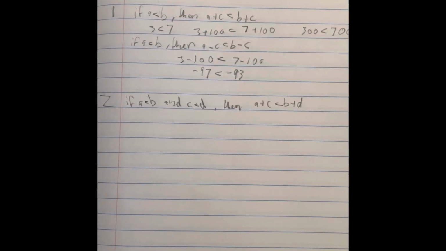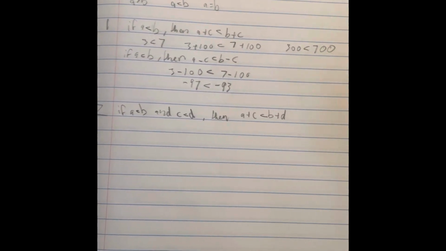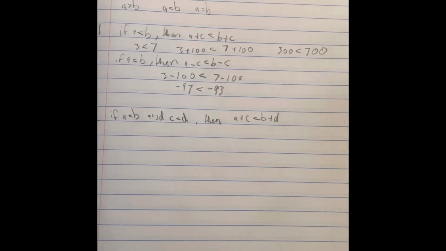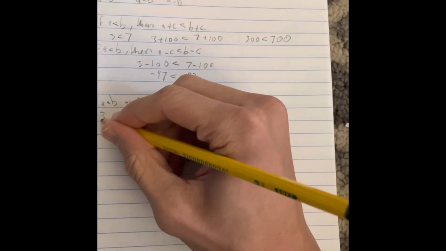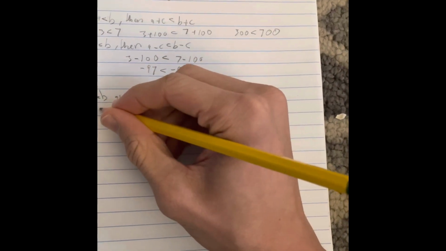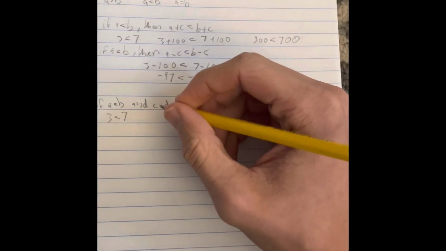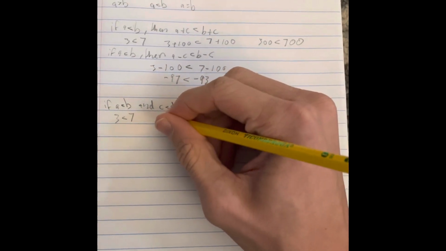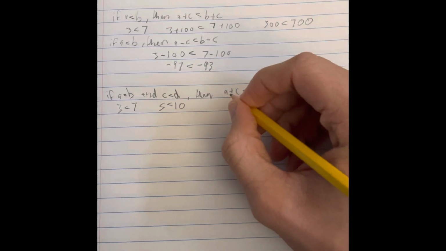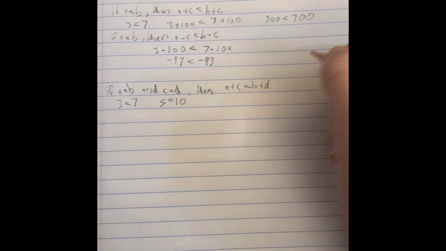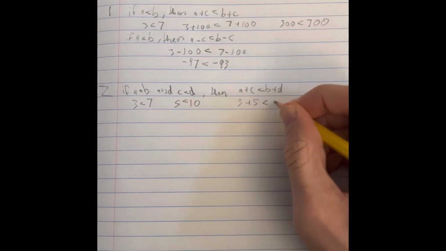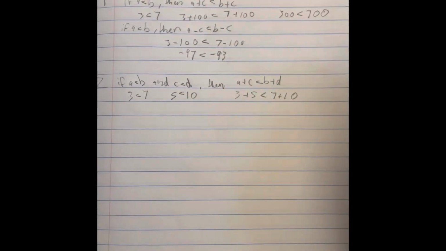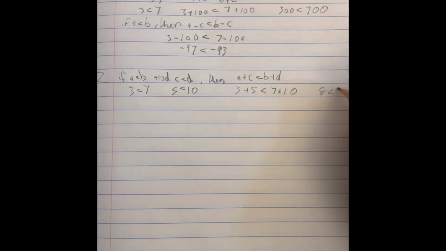So if A is less than B and C is less than D, then A plus C is less than B plus D. So for example, let's say A is 3, B is 7, C is 5, and D is 10. So if we do A plus C is less than B plus D, then that's just 3 plus 5 is less than 7 plus 10, which is true because 8 is less than 17.